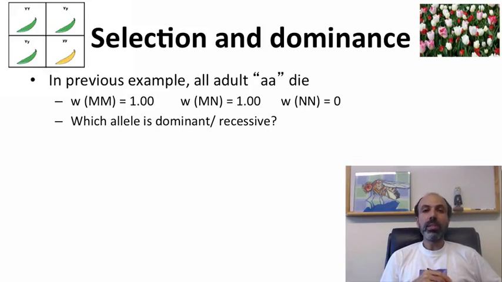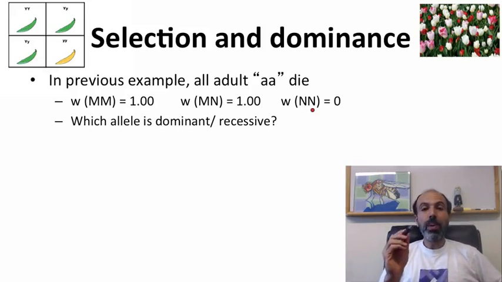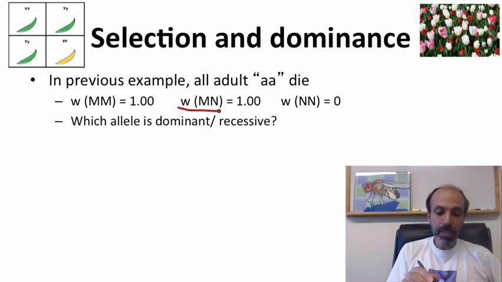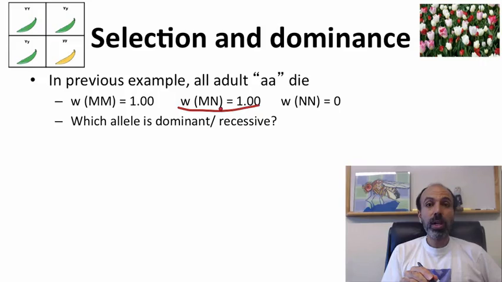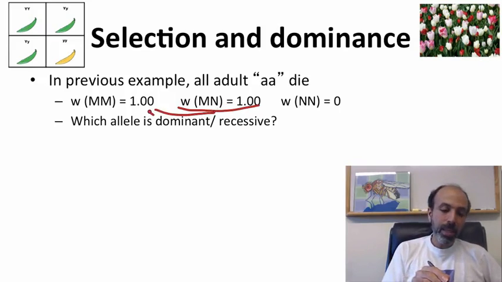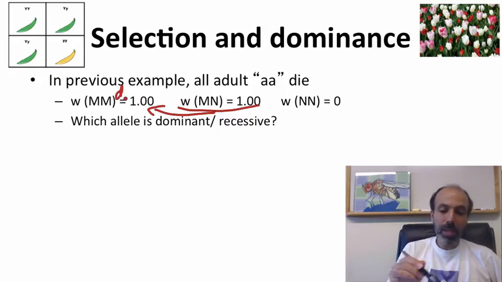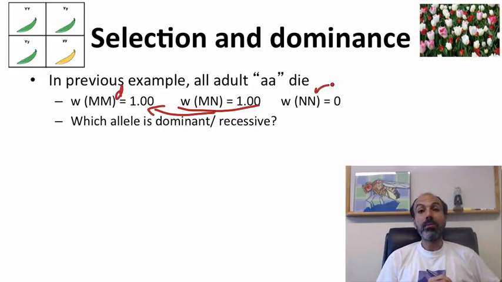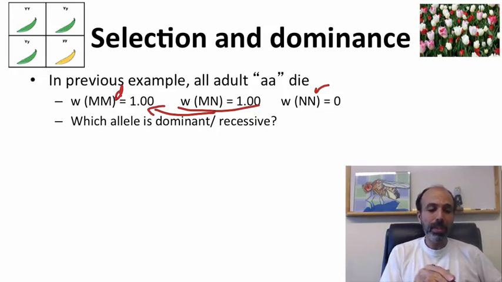Now, which allele is dominant? Which allele is recessive? Well, we define dominance by what the heterozygote has the same phenotype as. The phenotype we're looking at in this case is the relative fitness. So which homozygote does the heterozygote have the same relative fitness as? In this case, the MM homozygotes have the same relative fitness as the MN heterozygotes. Because these two have the same fitness, this one must be dominant, the M allele.